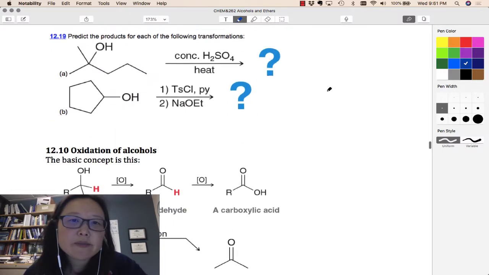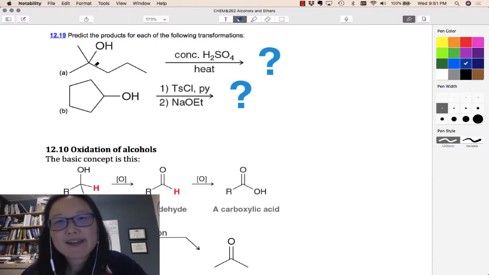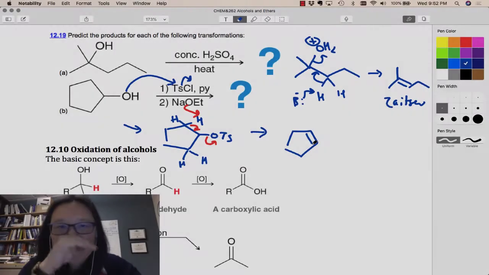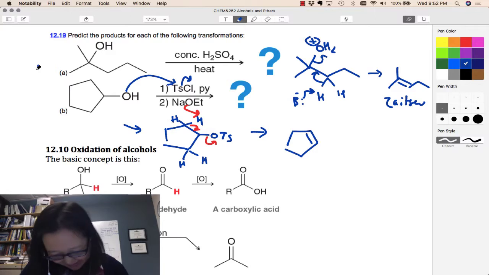So let's practice with those two reactions. One of these is E1 and one of these is E2. Go ahead and give that a try. Tell me what the products are. All right, guys, we're back, and I think you noticed the first one is exactly like the E1 we did. Second one's the E2 we did.